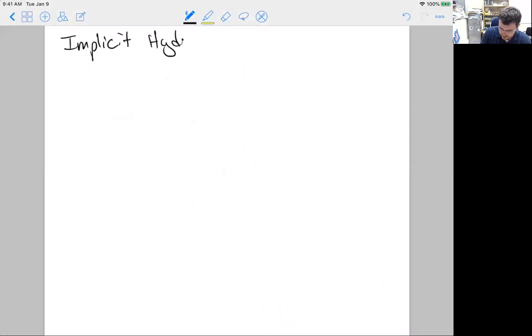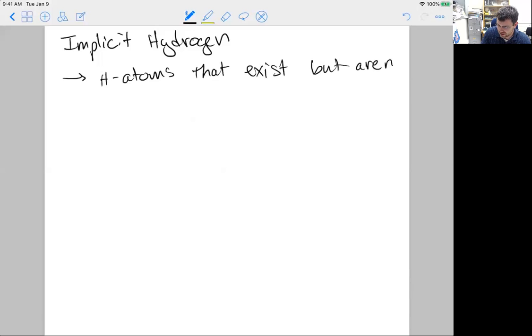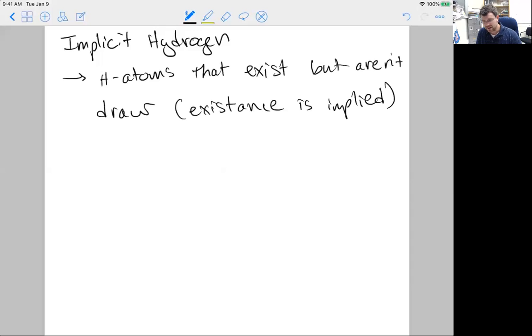hydrogen. The implicit hydrogen, these are the H atoms that exist but are not drawn. That is to say, their existence is implied. So their existence is implied, hence they're called implicit hydrogen atoms, okay? The implicit hydrogen. So we don't write these out, but their existence is implied.